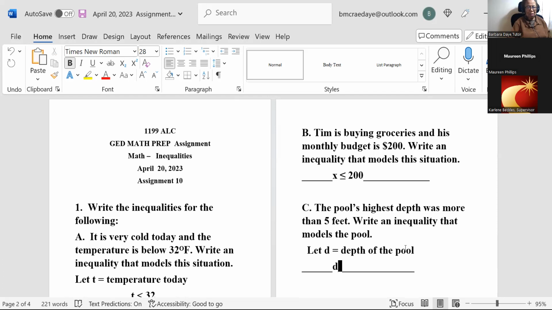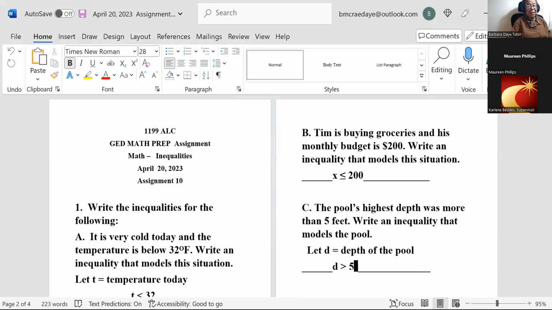You've got to put the front of the V facing the... Always put the V. You see how you got here, but you put it on the other side. Okay, that's right. There it is. D greater than 5.